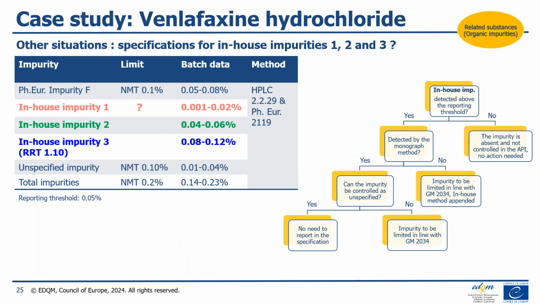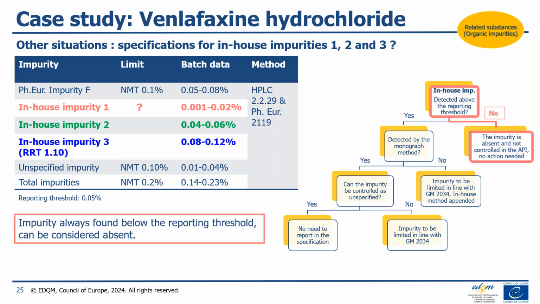Let's go back to our case study, to venlafaxine. Here we have 3 in-house impurities that have been found in the final API. Impurity 1 is present at 0.01 to 0.02%. So following our diagram, you can see that the impurity is always found below the reporting thresholds, so it can be considered absent.